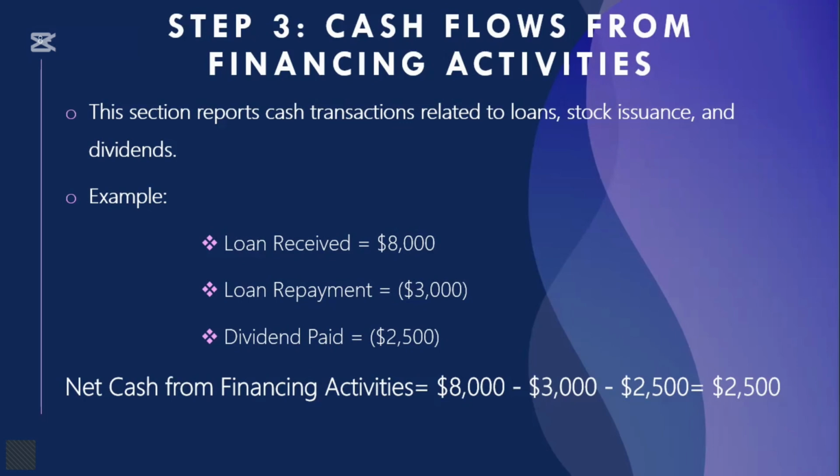If we repay that loan or any part of the loan, then that is money that is leaving the business, which is 3,000 in this case, and that's why it's negative. And if we pay any dividends, that is also money leaving the business, and that is why that 2,500 is also negative. So our net cash flow from financing activities would be 8,000, that positive 8,000, minus the loan repayment of 3,000, minus the dividends paid of 2,500, giving us a final total of 2,500 as our net cash flow from financing activities, and that figure is positive.